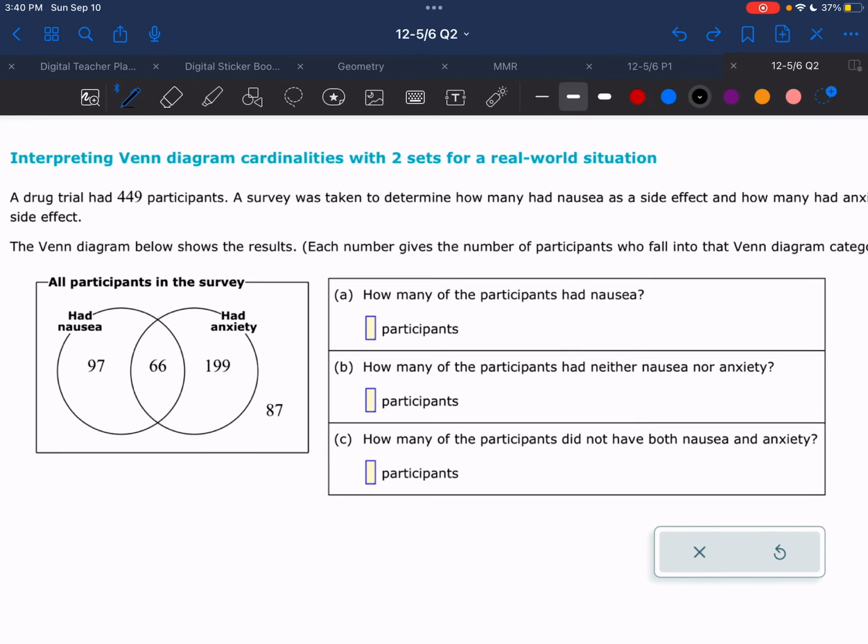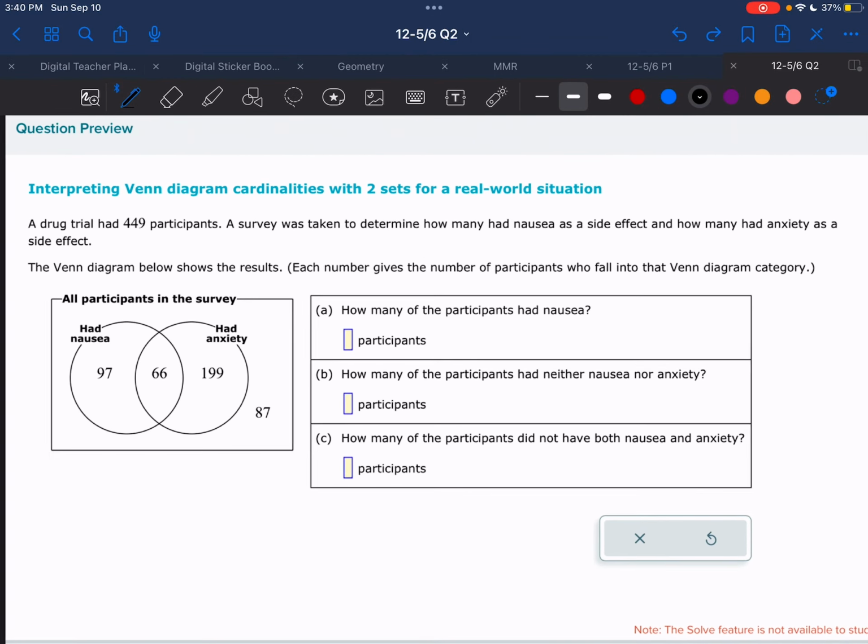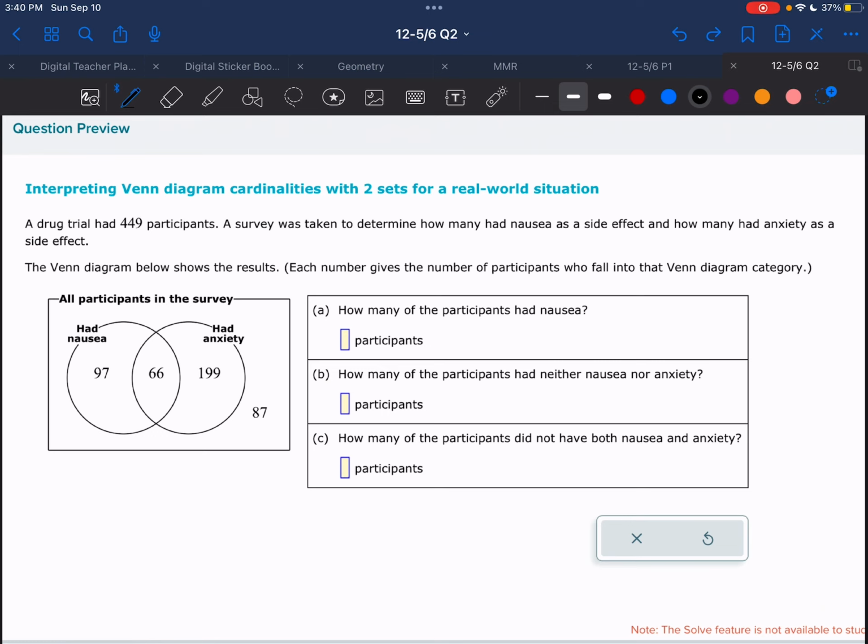All right, finally, we have a drug trial that had 449 participants. We were told right here how many people total we have. A survey was taken to determine how many had nausea as a side effect and how many had anxiety as a side effect. So the first one is how many participants had nausea, and that is the entire nausea circle. So we're going to add 97 and 66, which is going to give us 163 for our answer.